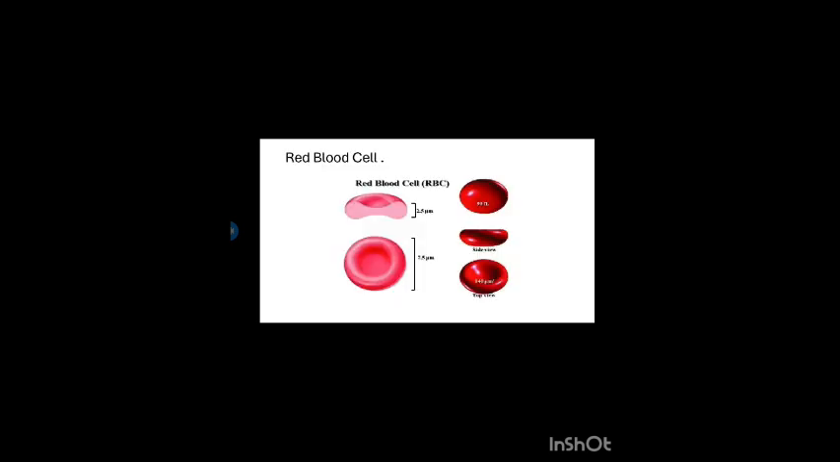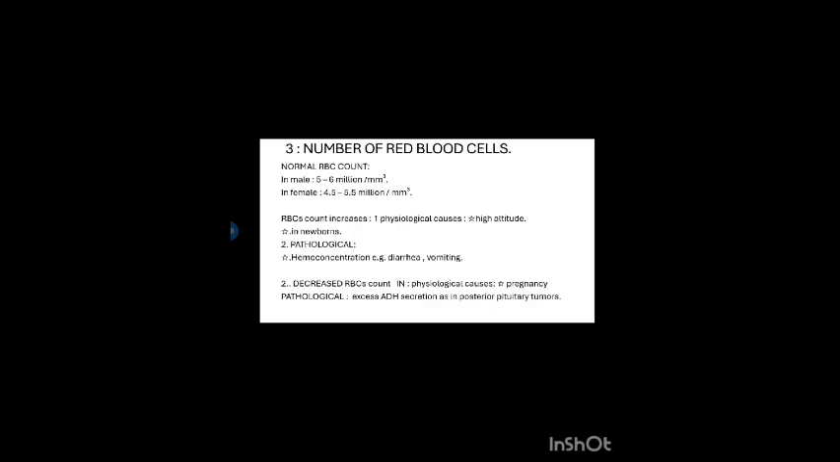This diagram shows the various measurements of RBC: diameter 7.5 micrometer, thickness 2.5 at the thickest point, volume 90 micrometer cube. Third is number of red blood cells.